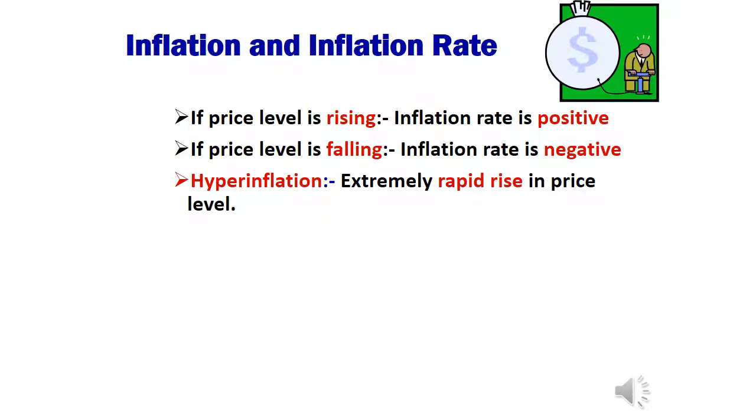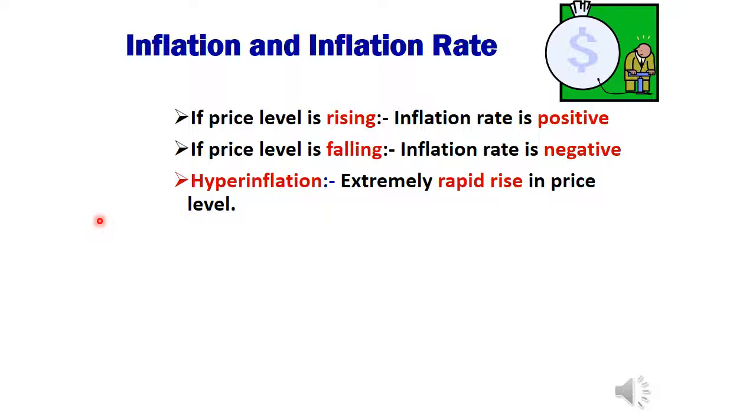Now, if the price level is rising, things are becoming more expensive, we say that the inflation rate is positive. Okay, that means the percentage change is a plus to demonstrate that the price level is rising. Now, when things are becoming cheaper, price level is falling, inflation rate is negative. Okay, because inflation measures the increase in the price level. So when the price level is falling, the rate that we calculate will become negative.